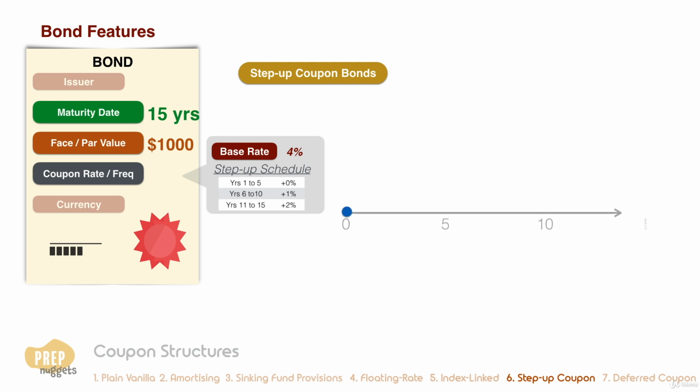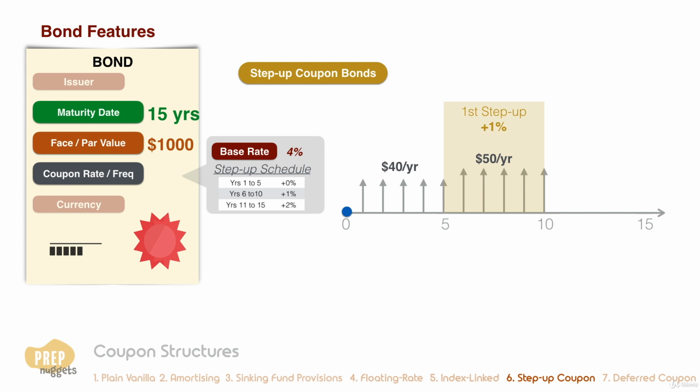In the first 5 years, the base coupon rate of 4% is applied. This works out to a coupon of $40 per year. For the next 5 years, the stepped-up coupon rate of 5% applies, which works out to a coupon of $50 for each year. And for the final 5 years, the coupon rate is increased to 6%, which is $60 per year.